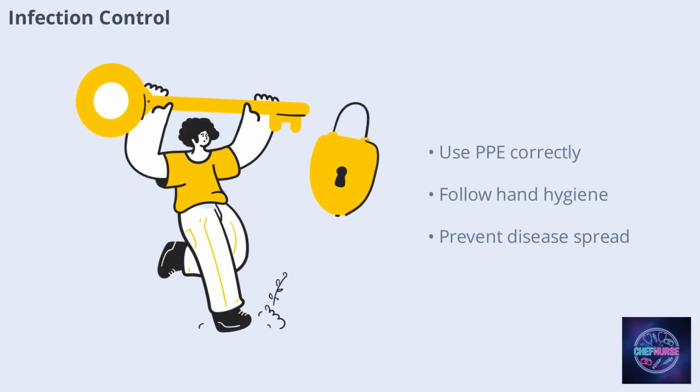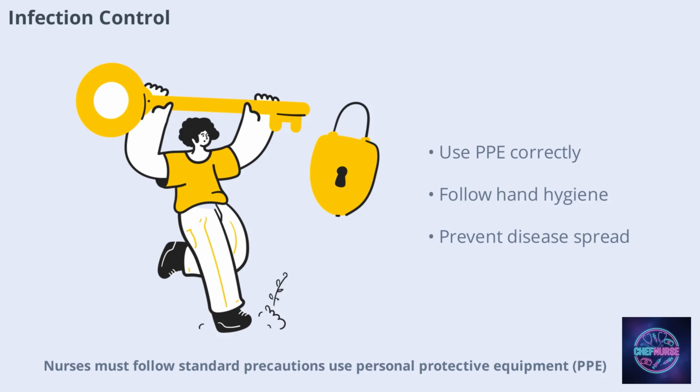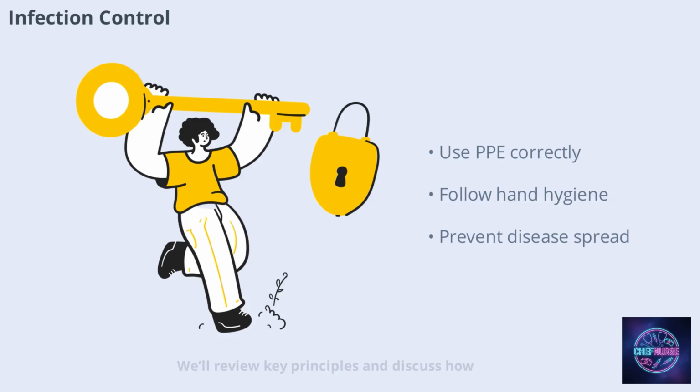Infection control is a fundamental aspect of patient safety. Nurses must follow standard precautions, use personal protective equipment (PPE), and adhere to hand hygiene protocols. The NCLEX often tests your knowledge of infection control practices and your ability to prevent the spread of disease. We'll review key principles and discuss how to handle infection control challenges in various settings.